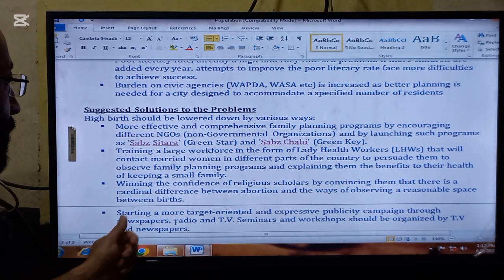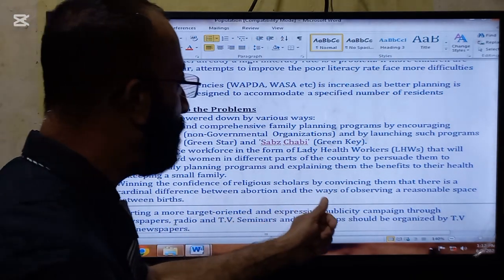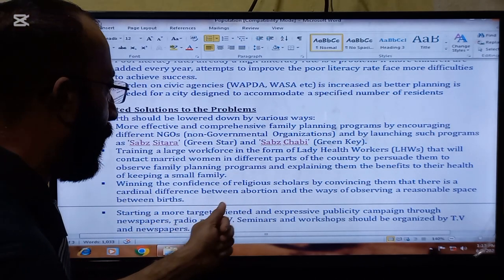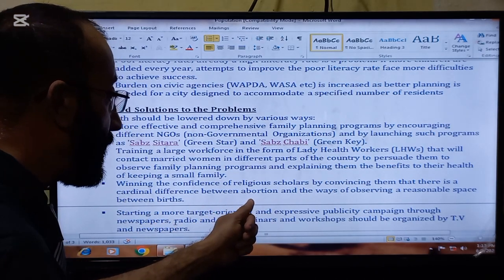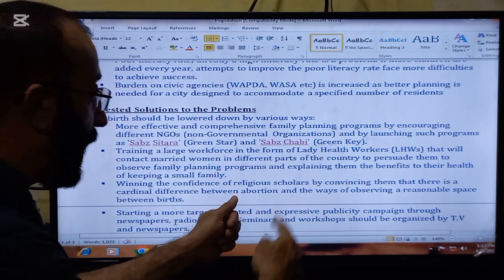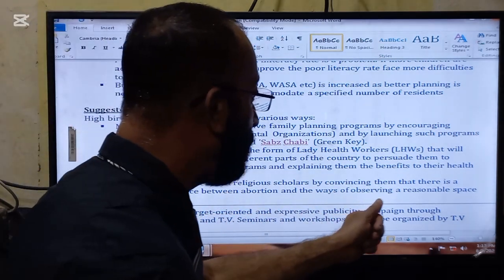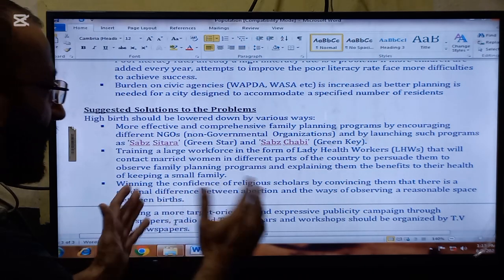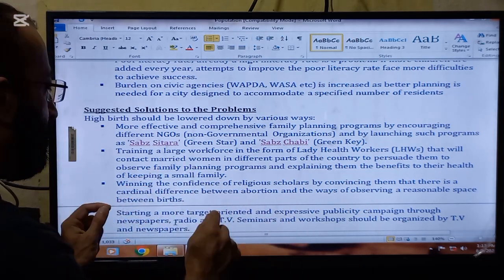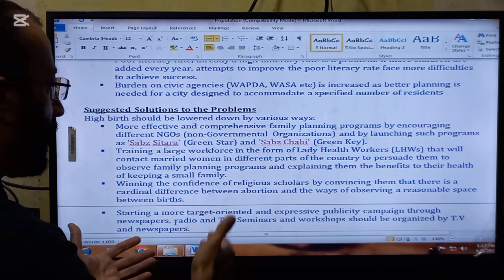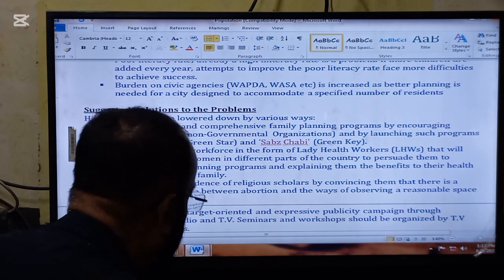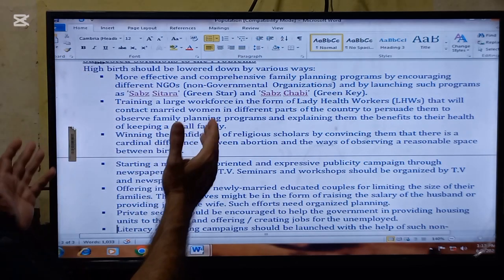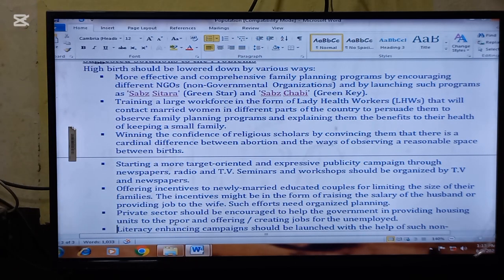Next is winning the confidence of the religious scholars by convincing them that there is a cardinal difference between abortion, which is actually killing a child, and the other thing, which is observing a reasonable space between births. So these are two different things. So if we are successful in making them understand this, this can be a way to control the population growth.